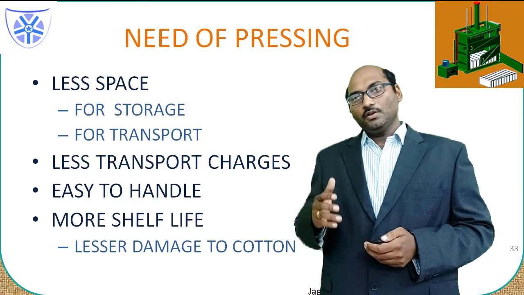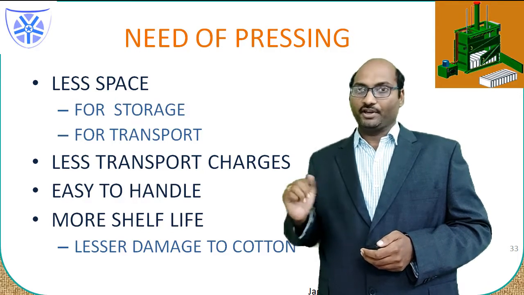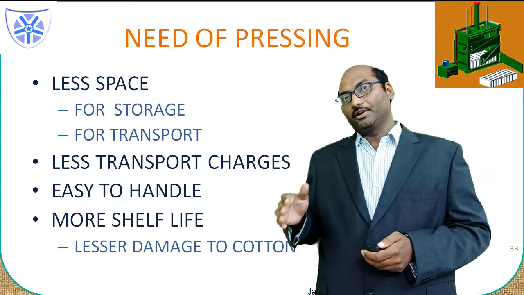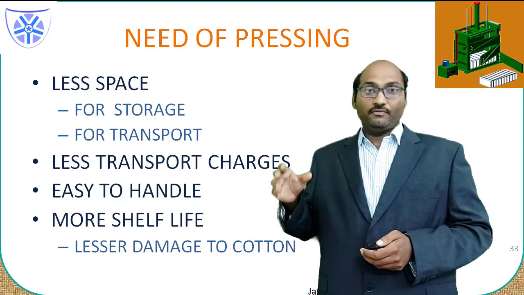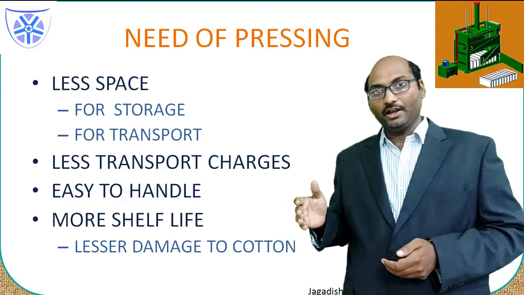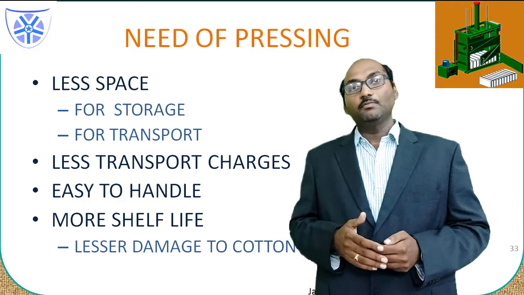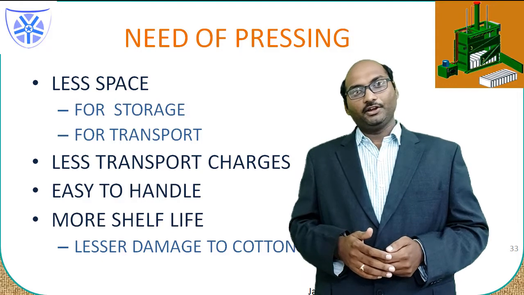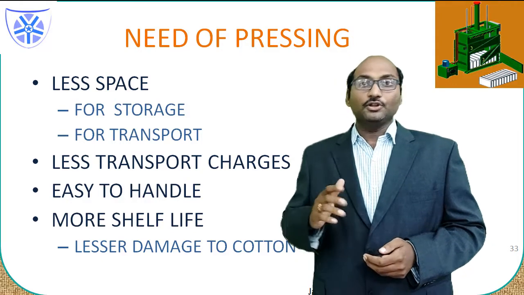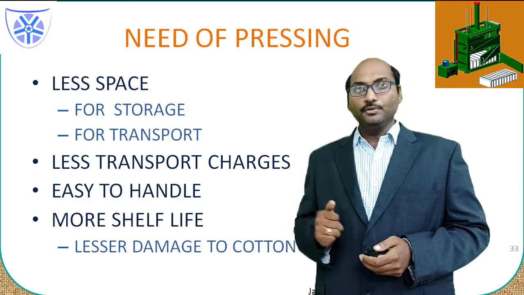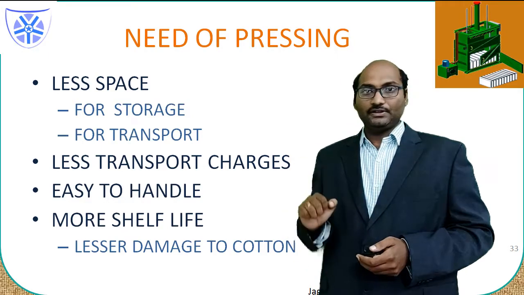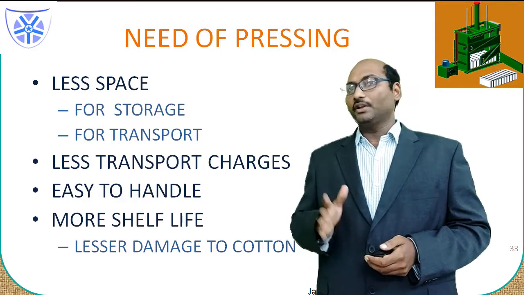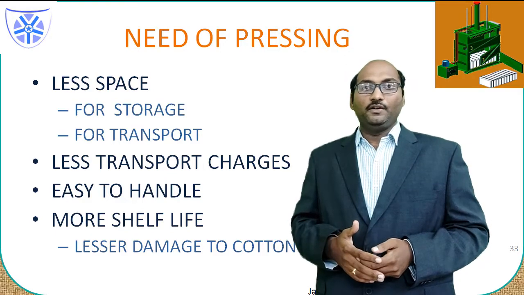These sea shipments will see the volumetric weight. It's not simply the kg basis, not the simple weight. They see both volume and weight, and whichever is higher, accordingly they will take the charges. If you consider the cotton's volumetric weight, it attracts too much transportation charges. So in order to reduce it, it can be easily compressed so that it occupies very little space during transportation, and also during storage.